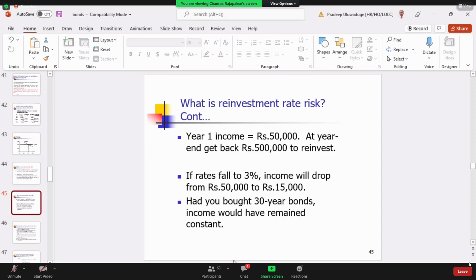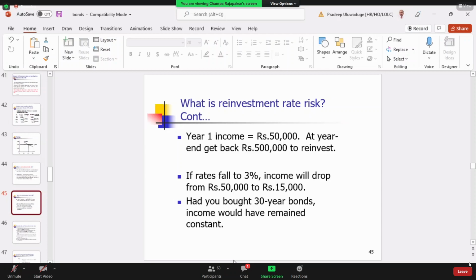Say, for example, rates fall to 3%. Income will drop from 50,000 to 15,000. Now, 1 year has passed. You got the interest for the first year as 50,000, and then you invest it for the second year. What happens for the second year if the interest rate falls to 3%?